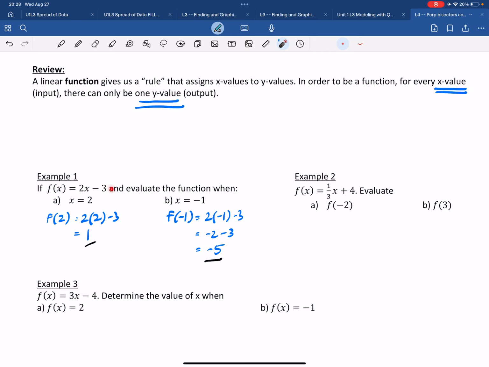So remember, that's what function notation is. You have a formula, you have a function. If you're letting x be a number, that number takes the place of x and it gets plugged in. So here we're plugging 2 in for x. When x is negative 1, we're plugging negative 1 in for x. Now we're trying to simplify.